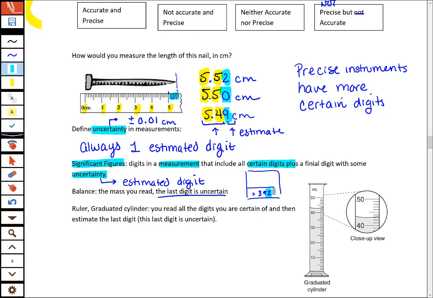You read all the digits that you're certain of, all the ones that are associated with a graduation that are written on the measuring instrument, and then you estimate one more. So I want you to take a moment. I want you to look over here and determine what you think. How many milliliters do you think are showing in this graduated cylinder? So take a moment and report your number of milliliters down here, and then we're going to compare.